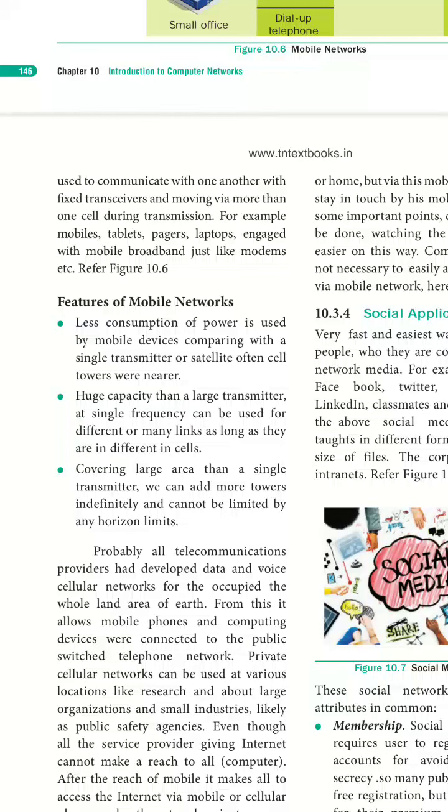You can add more towers indefinitely, and it cannot be limited by any horizon limits. So you can add access points to any location or these towers, so that there is no limitation for the network.